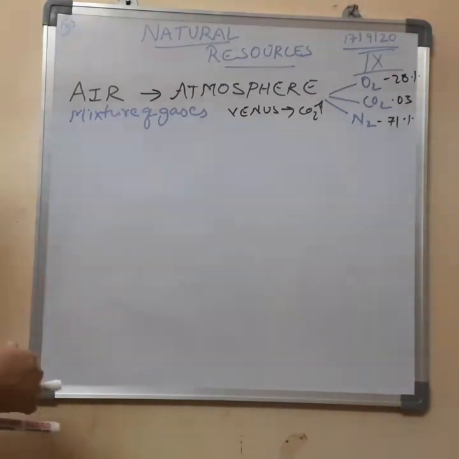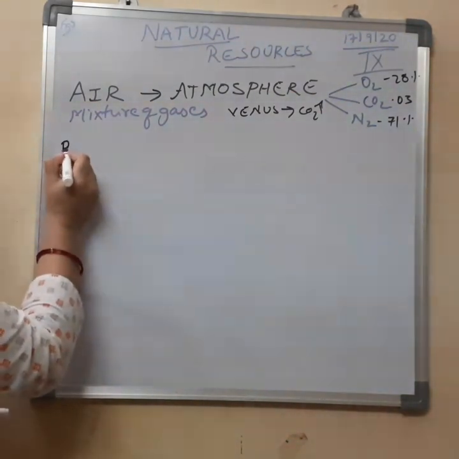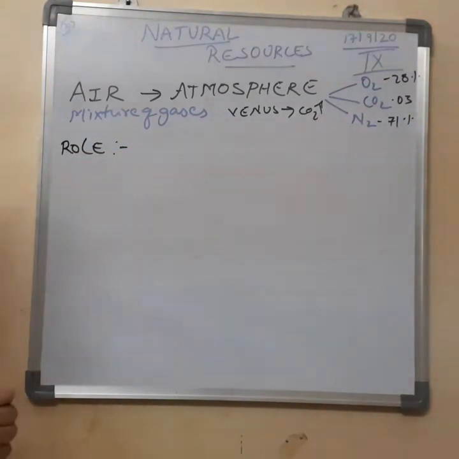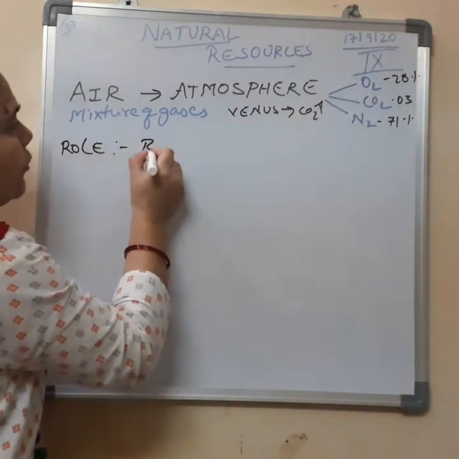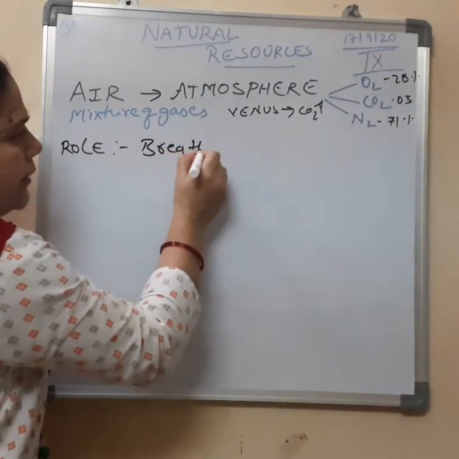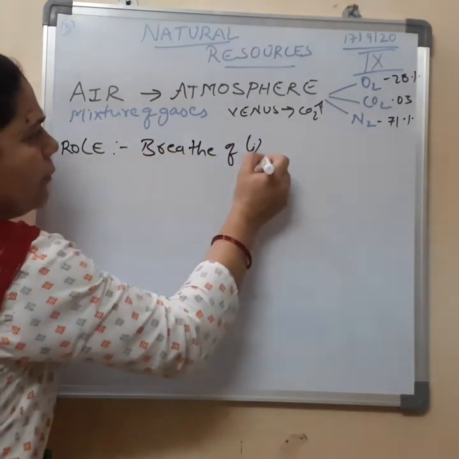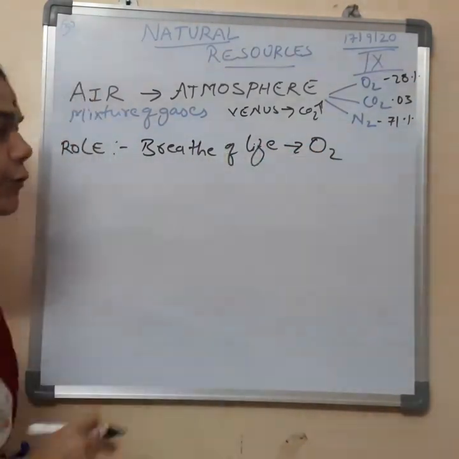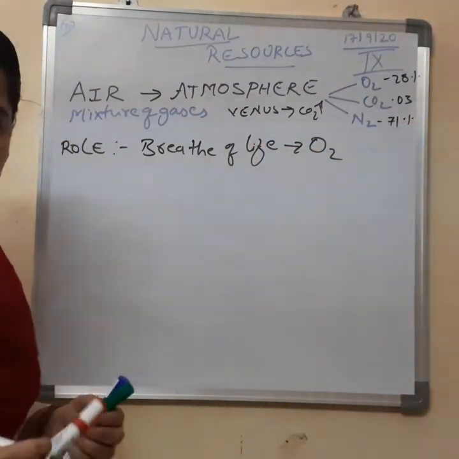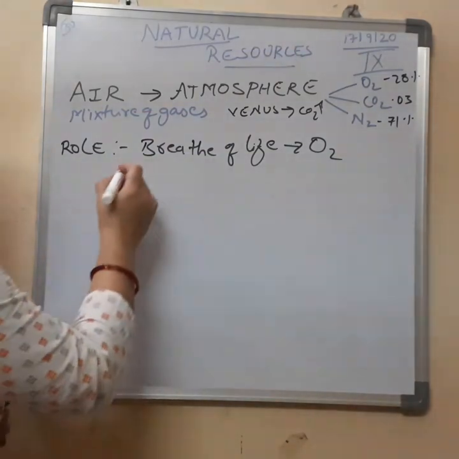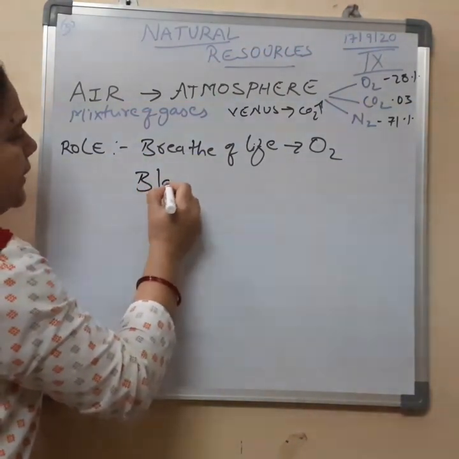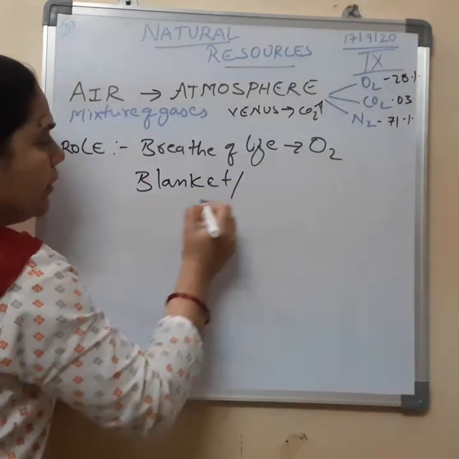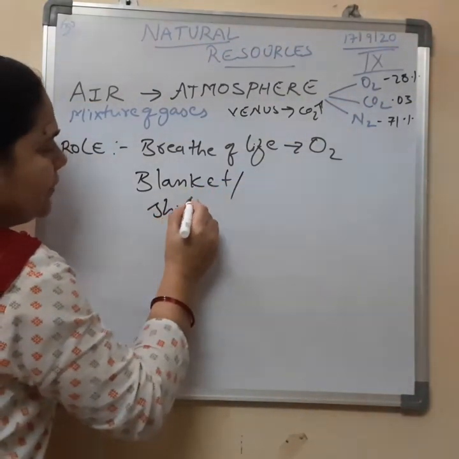Now, let us know what is the role of atmosphere. What is the most important role of atmosphere? It is the breath of life. I hope you must have understood now why it is the breath of life, because it has the most important life supporting gas, which is oxygen. Then another most important thing is it is acting like a blanket or like a shield.